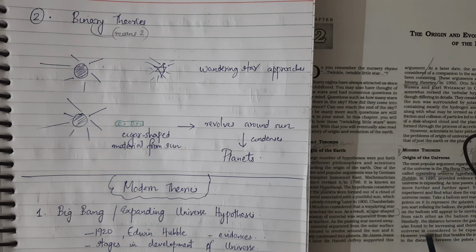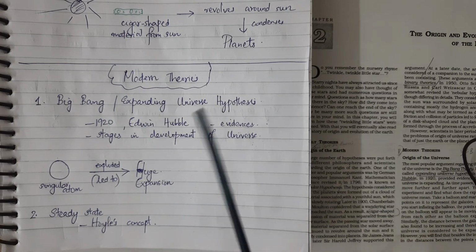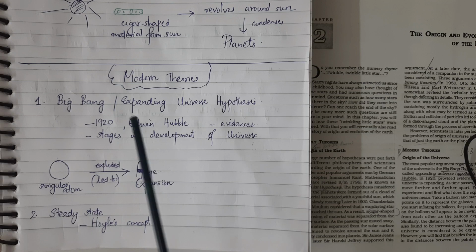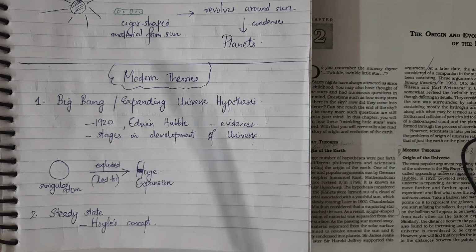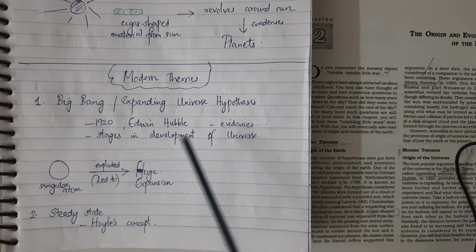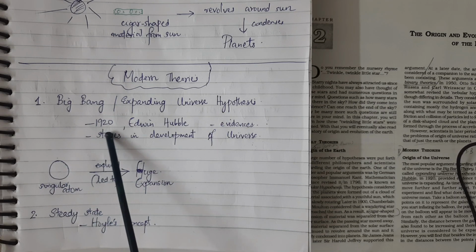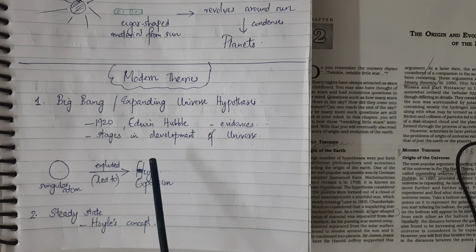So the next portion is the modern theories. This is telling about the modern theories of the origin of the universe. Let's see that. The entire idea of the origin of the universe is contained here. For the modern theory, all must know the Big Bang or expanding universe hypothesis. That is one theory, and the second is Hoyle's steady state concept. The Big Bang or expanding universe hypothesis was put forward in 1920 by Edwin Hubble.